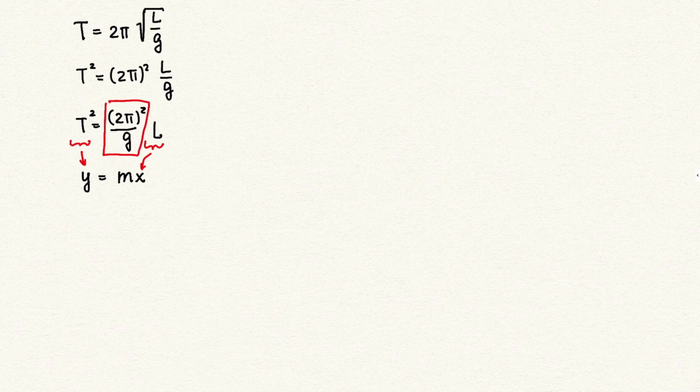So how would we find this? The slope would be equal to 4 pi squared over g, or in other words, acceleration due to gravity will be equal to 4 pi squared over slope. So once we find the slope of the graph, we can calculate our acceleration due to gravity.